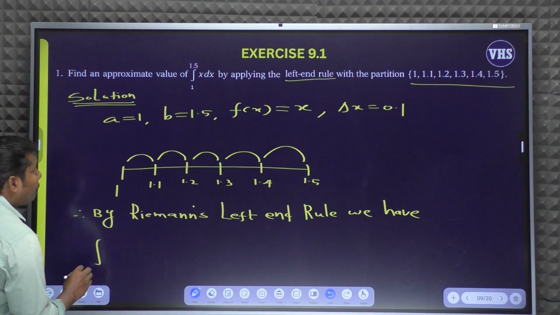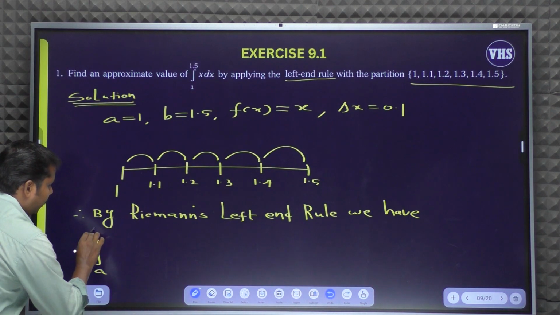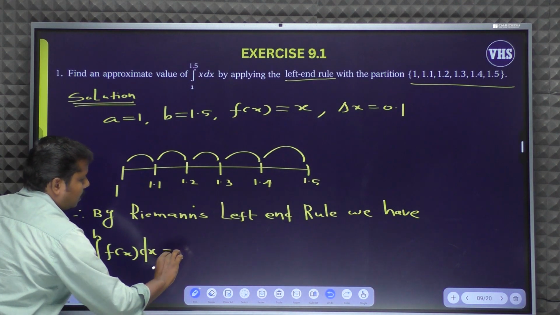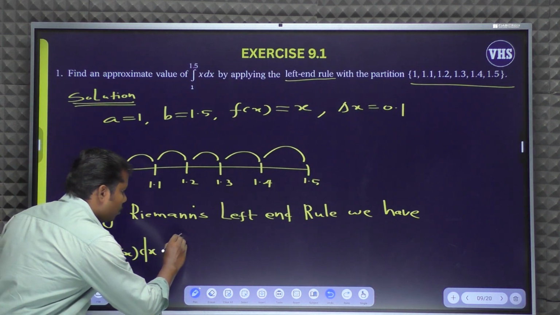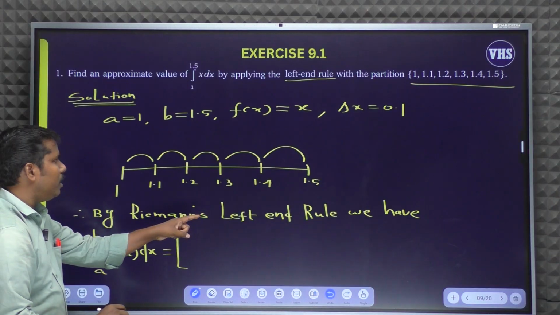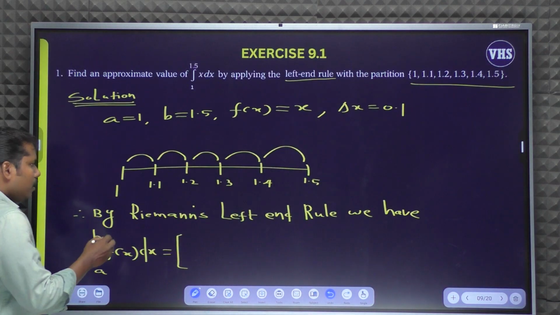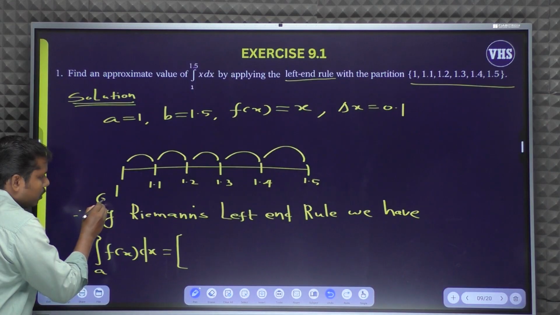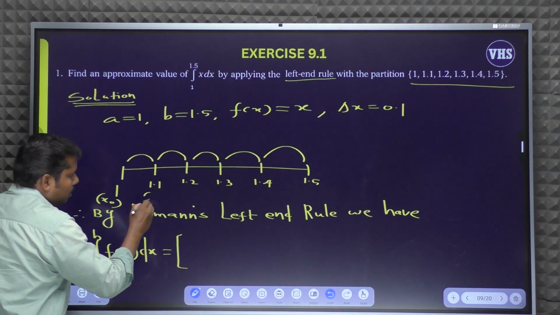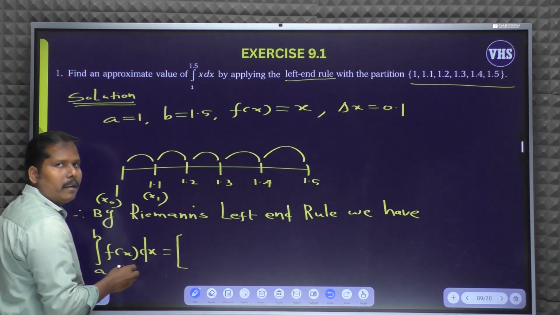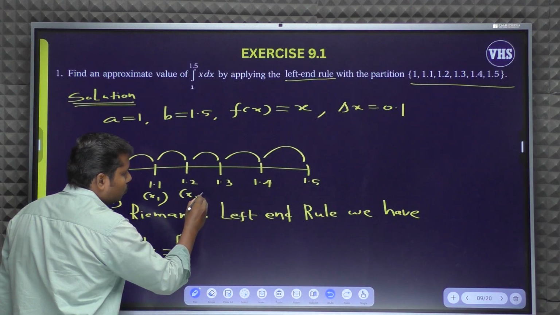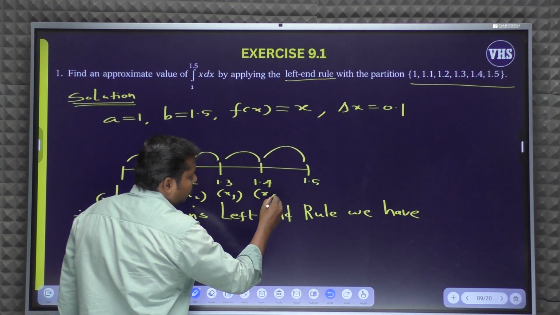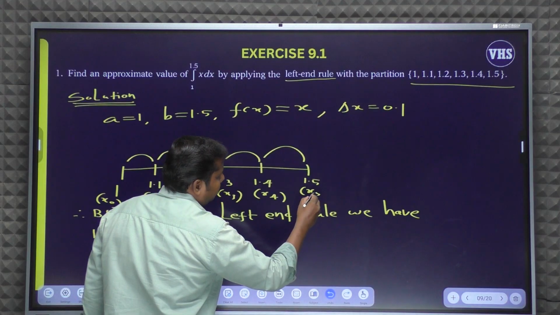Integral a to b f of x dx, which is nothing but, students, as I told you already, the left hand rule, which means we need to start with the left hand. Moreover, here the left hand must be taken to be x naught. This is our x1, this is our x2, this is our x3, this is our x4, and finally you are getting x5.